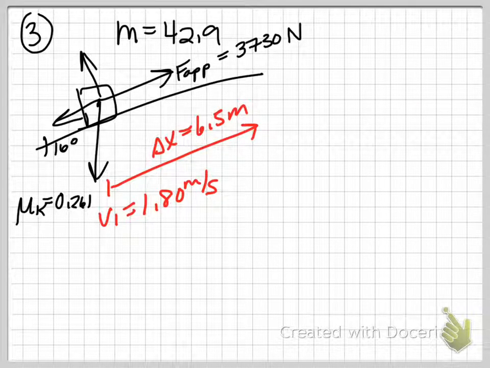Okay, so we've got this box. It's being pulled up the ramp. We are given a distance. We are given an initial velocity. We're given a mu k. We're given mass. And the first question we're asked is how much work is done by friction?